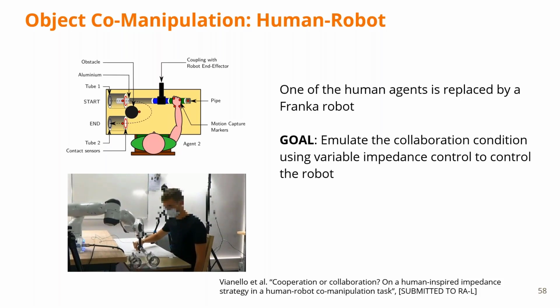For the collaboration conditions in which there was no leader, neither the robot nor the human, we proposed to vary the stiffness of the robot according to the human partner's muscle co-contraction.